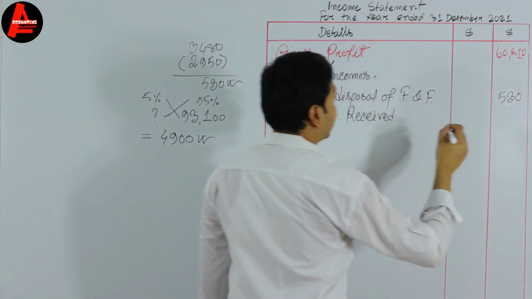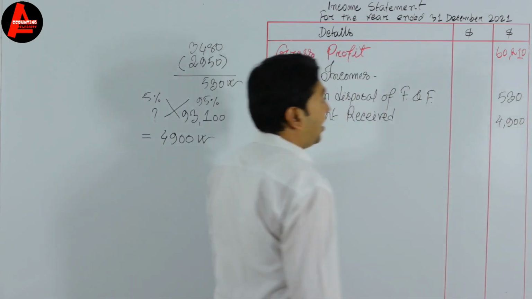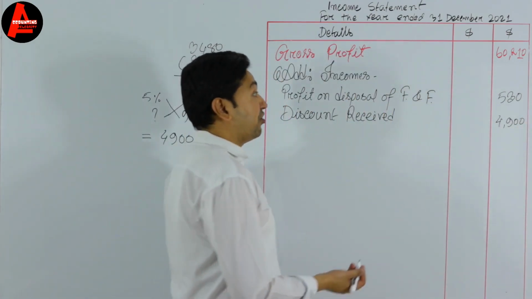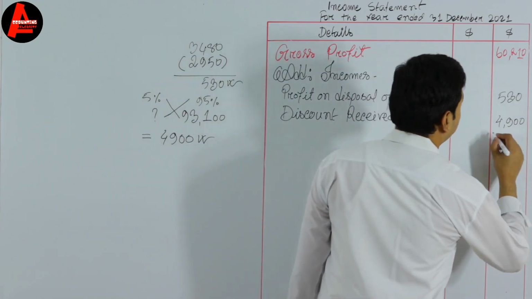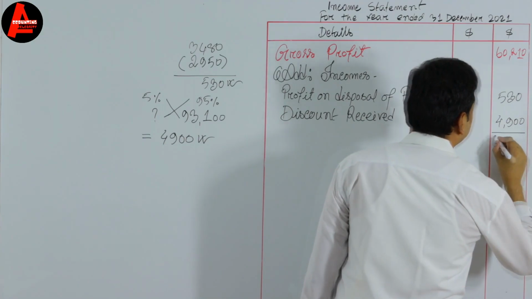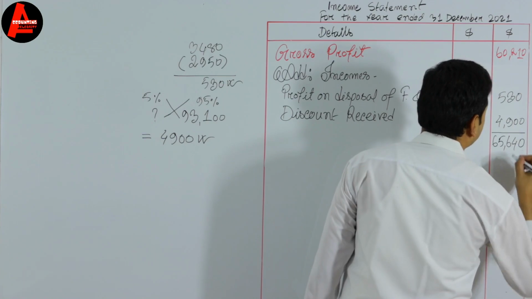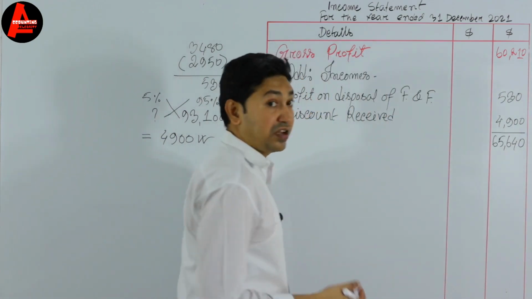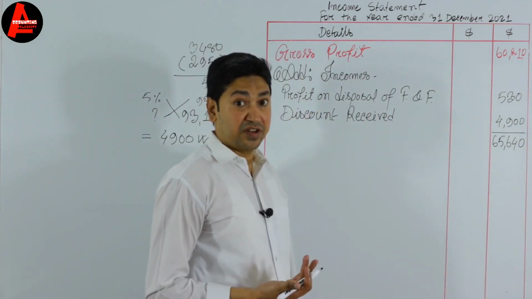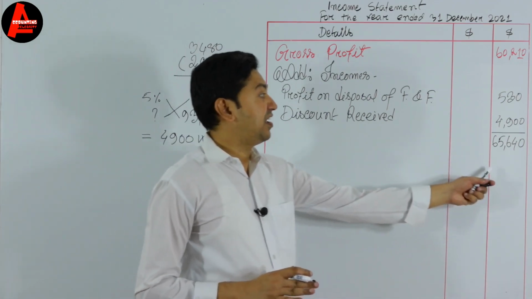So here we get $4,900, okay? Now we will sum up all three amounts, because we have no more incomes here. So we get $65,640. This is our total income including gross profit. Now we will subtract all the expenses from this amount.